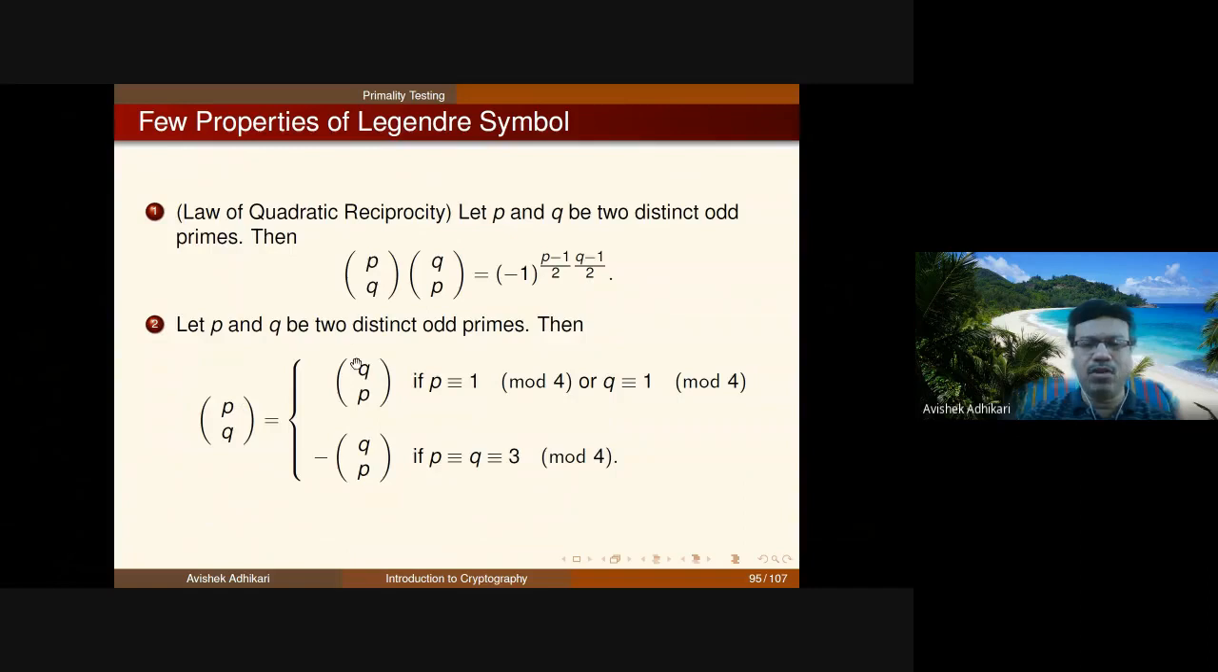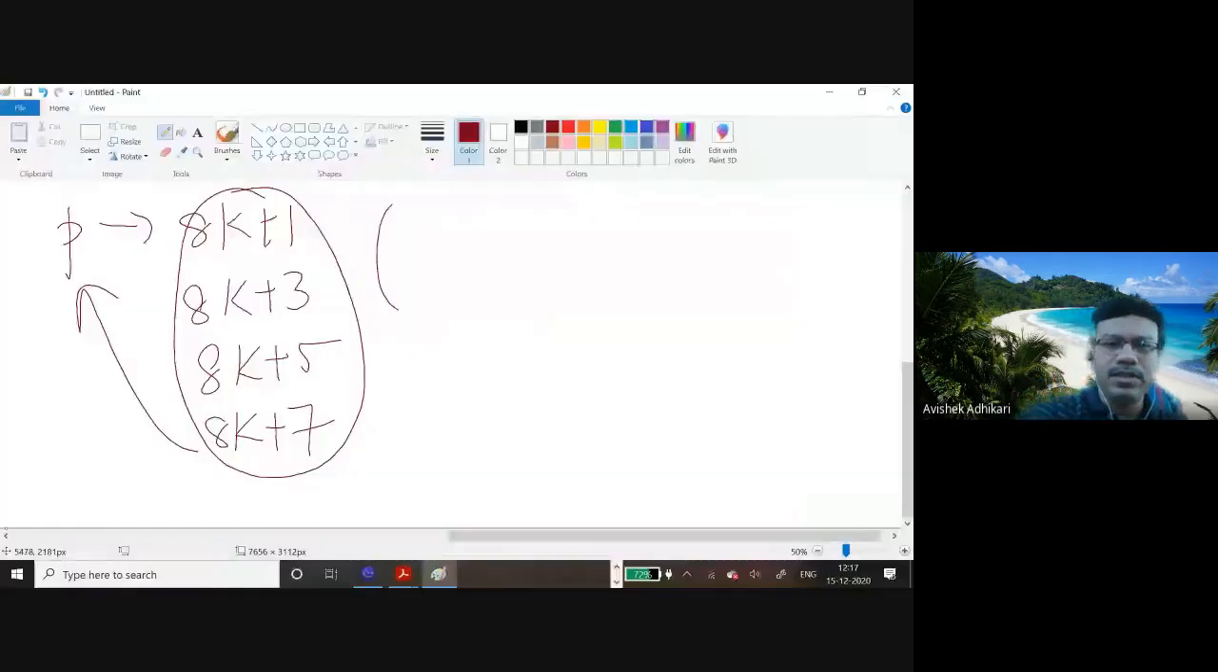Okay, I have just altered QP, and this value will be the same if at least one of P or Q is of the form 4k plus 1. But if both P and Q are of the form 4k plus 3, then this value will be exactly the opposite of that. Okay. Now, as I mentioned, my question was, what is the value of (97/101)?